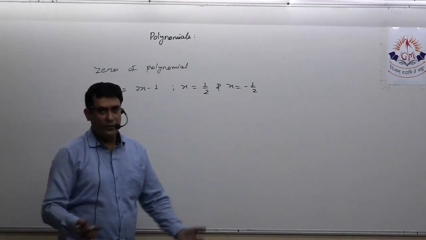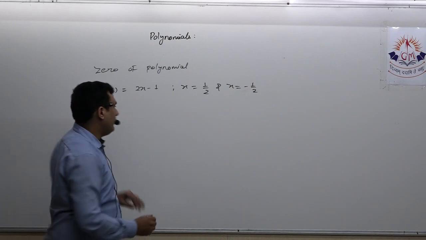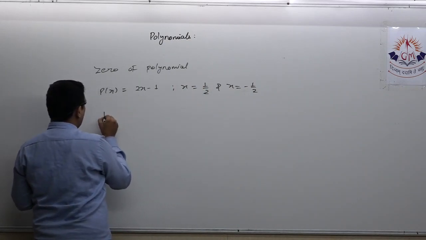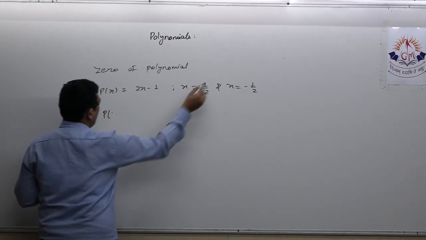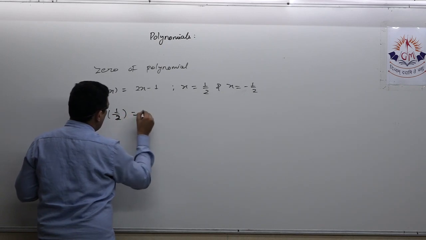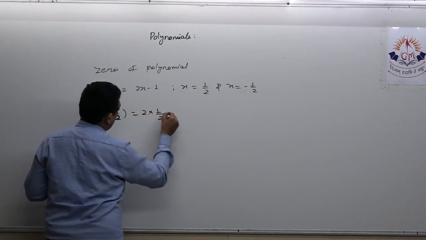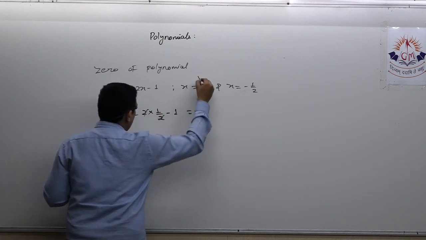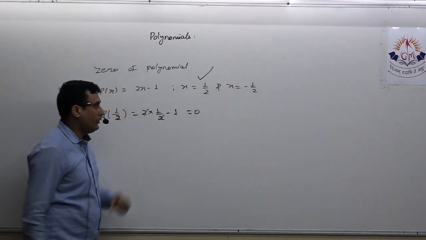Either we have to check or we have to verify. So here we will check. For that, we'll find p of 1/2. P of 1/2 gives you 2 multiplied by 1/2 minus 1. So 2 and 2 cancel, 1 minus 1 is 0. So definitely 1/2 is a zero of the given polynomial.